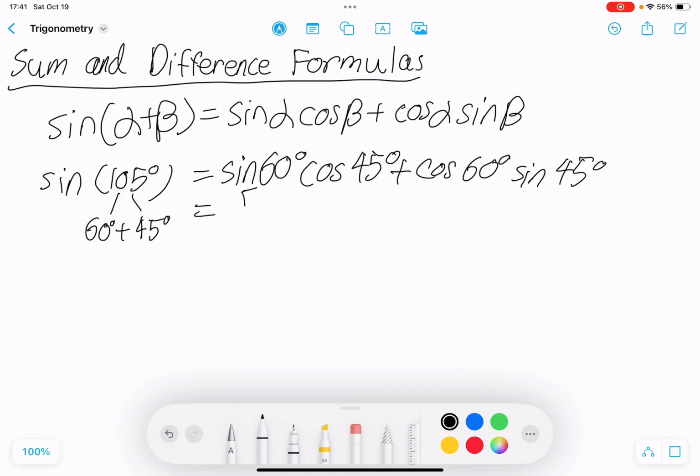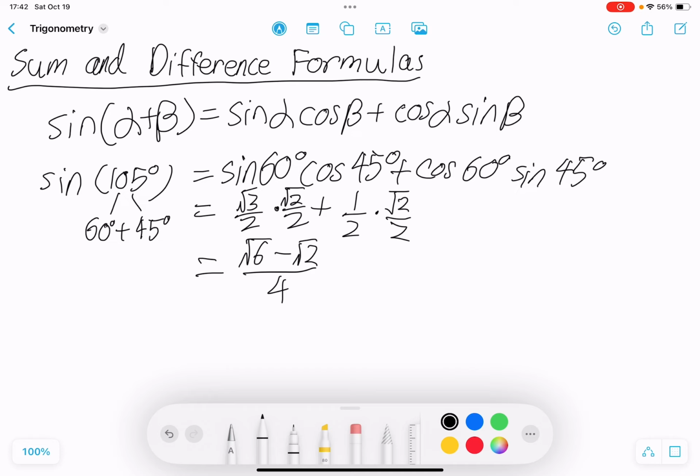So this is equal to root 3 over 2 times root 2 over 2 plus 1 over 2 times root 2 over 2, so this is root 6 plus root 2 over 4. That's just sine 105 degrees, pretty simple. Let's try another example because right now we're kind of confused with this formula. Okay, so let's try sine 165 degrees.